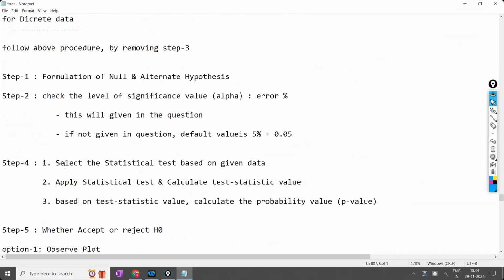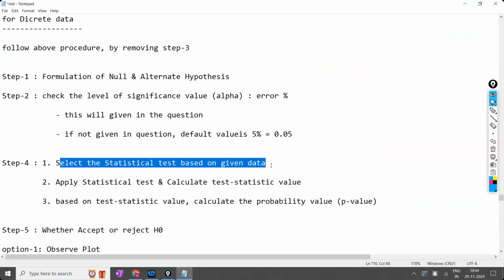First, I have selected the test. What is the test I have selected? One sample z-test. Why did I select one sample only? Because one column is there. Why did I select the z-test only? Because the population standard deviation was given.